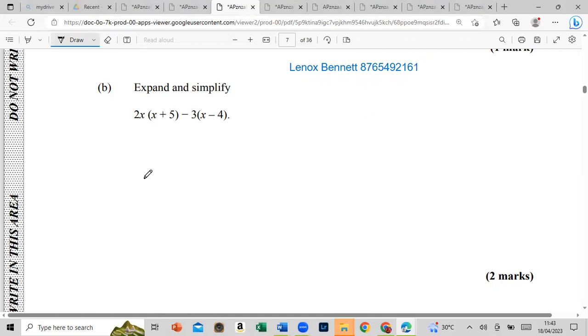All right, so it says expand. Expand means to multiply, basically. So we're going to multiply and then simplify if there are any like terms. There should be, once I see them say expand and simplify. So 2x times this will give us 2x squared. 2 times 5 would be 10x. Alright, so we'll move on to the next bracket, which is going to be multiplying by negative 3. So negative 3 times that x will give us negative 3x. Alright, so we have a negative times a negative.